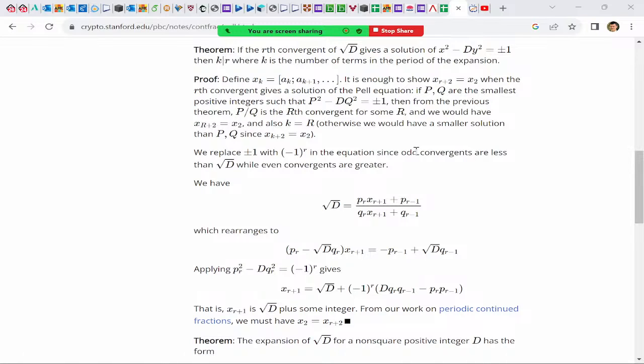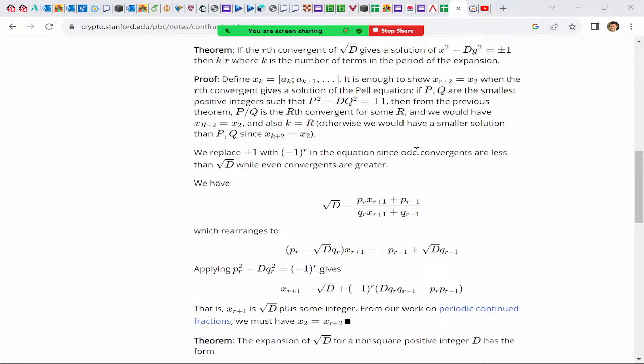Oh yeah, and Justin, if you can let us know what you have as well. Yeah, so I don't get, if p and q are the smallest positive integers, then from the previous theorem, p on q is some convergent, yeah. And we would have x_{R+2} equals x_2. I don't get that. And also the period is capital R. I don't get that either, okay? Otherwise, we would have a smaller solution, since x_{k+2} equals x_2. I mean, if k equals R, then sure.